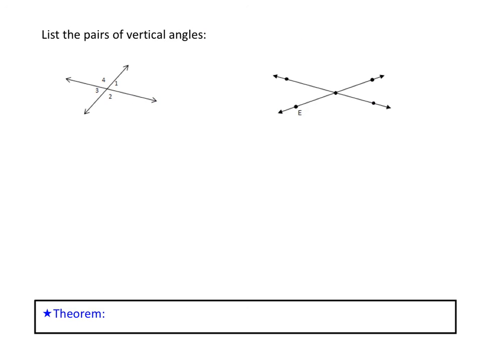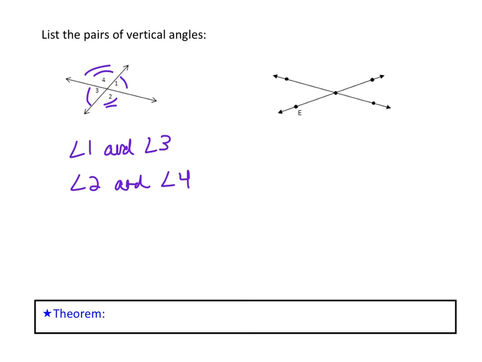Alright, so let's list the pairs of vertical angles. If you have intersecting lines, you're going to have two pairs of vertical angles. So we're looking for the angles that are across from each other. So angle 1 is a vertical angle with angle 3. So angle 1 and angle 3 are vertical. Angle 2 is vertical with angle 4. So angle 2 and angle 4 are vertical angles. So those are pairs of vertical angles.